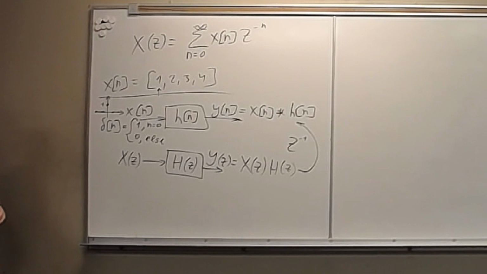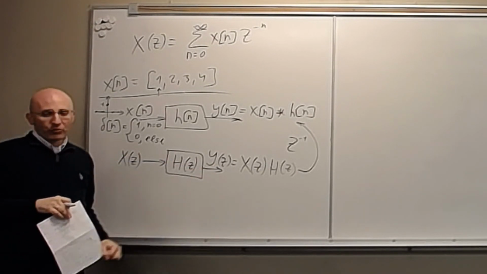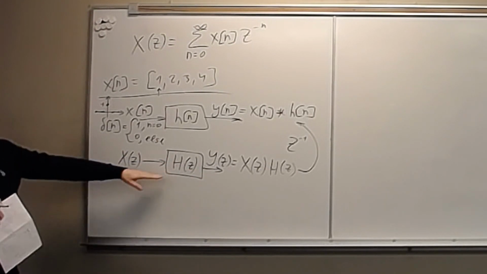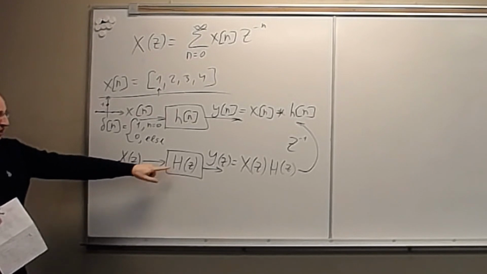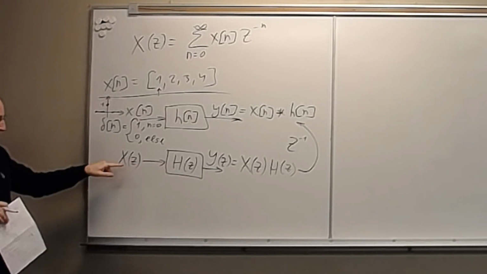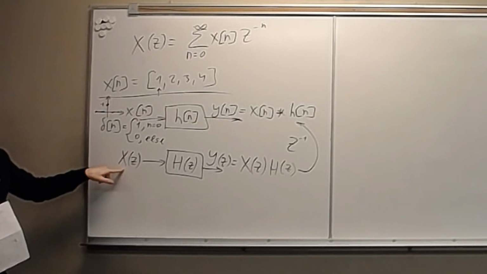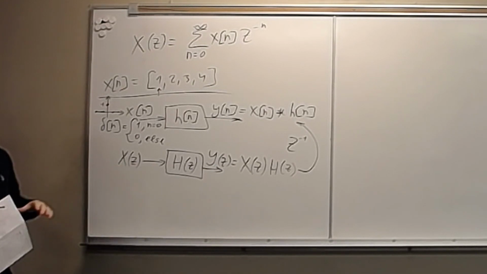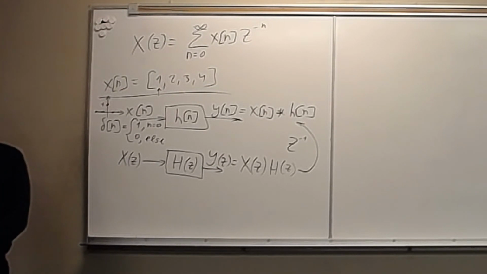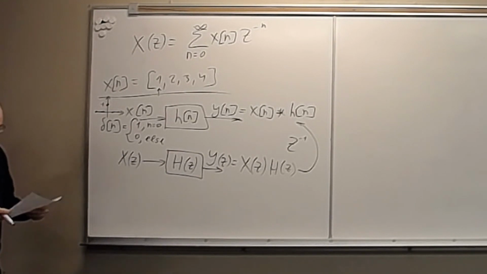That's it. This is the way to get to the output of any LTI system: this transfer function H(z), and the input which is transformed to X(z). This is the way. Any questions? Okay, so this was a reminder of the Z transform and how we handle Z transforms.